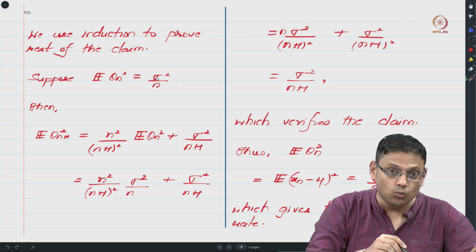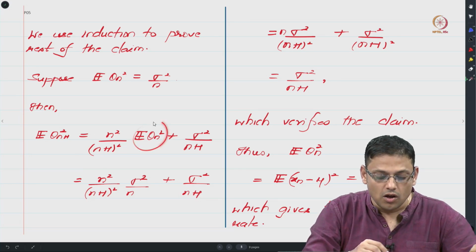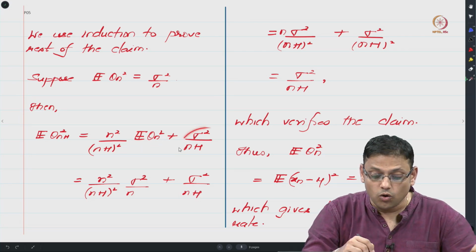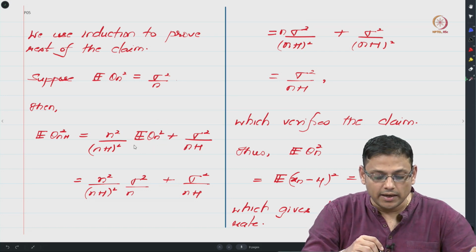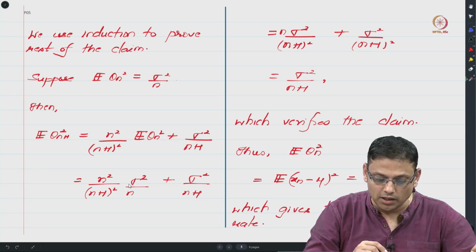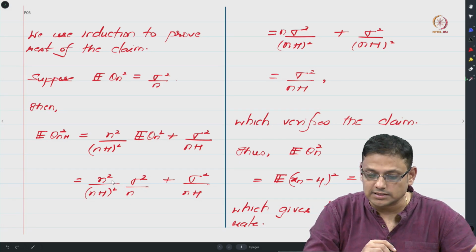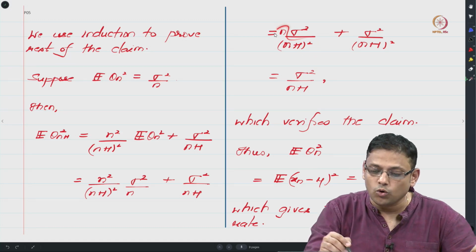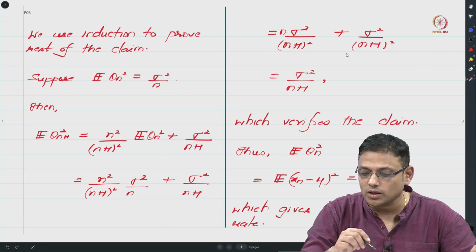Then from equation 1 we know that expected theta n plus 1 square is n over n plus 1, the whole square, times expected theta n square, plus sigma square over n plus 1 the whole square. And this expression, by our induction hypothesis, is sigma square over n. Hence we substitute it over here, and one of the n's will cancel out, and we are left with n over n plus 1 the whole square, right, and here we have 1 over n plus 1 the whole square.